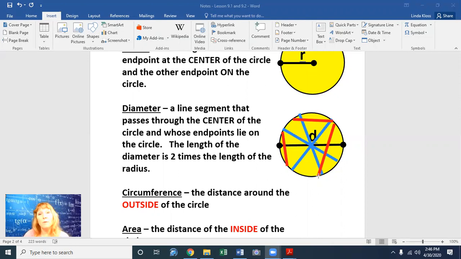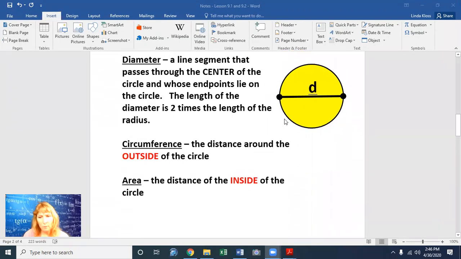Circumference is the distance around the outside of the circle. So it's like you're taking a walk around a circular building. So you'd be walking around like this, all the way around the outside, like that. That's how far you walk, that's considered the circumference. The area, on the other hand, is the distance of the inside of the circle. It's how much square area covers the surface of this two-dimensional shape.